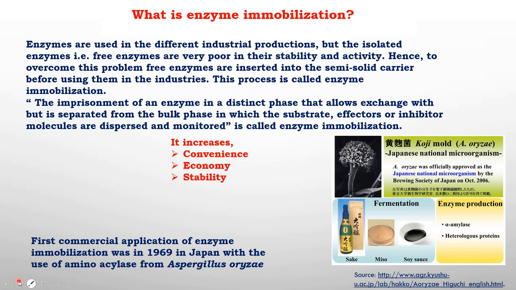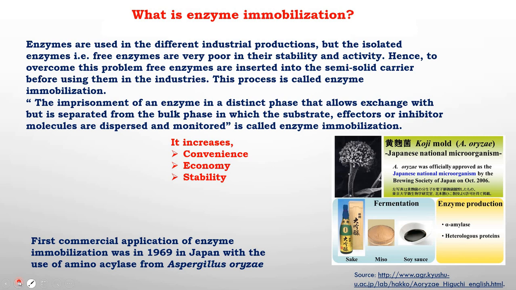If I make it simple, enzymes are used in different industrial productions, but the isolated enzymes, that is free enzymes, are very poor in their stability and activity. Hence, to overcome this problem, free enzymes are inserted into a semi-solid carrier before using them in the industries. This process is called enzyme immobilization.